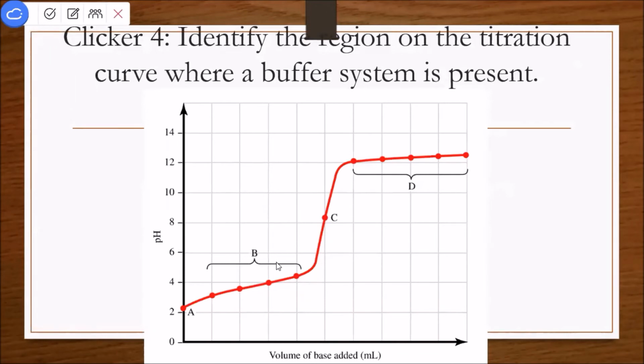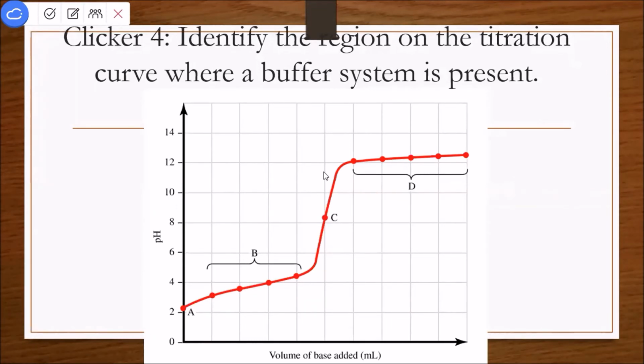So this is the buffering region, where there's some amount of weak acid and some amount of weak base, where the amount of weak acid is decreasing as the amount of conjugate base is increasing. So this is 100% HA. This is 100% A minus. The buffering region is when you have some fractional amount of each.